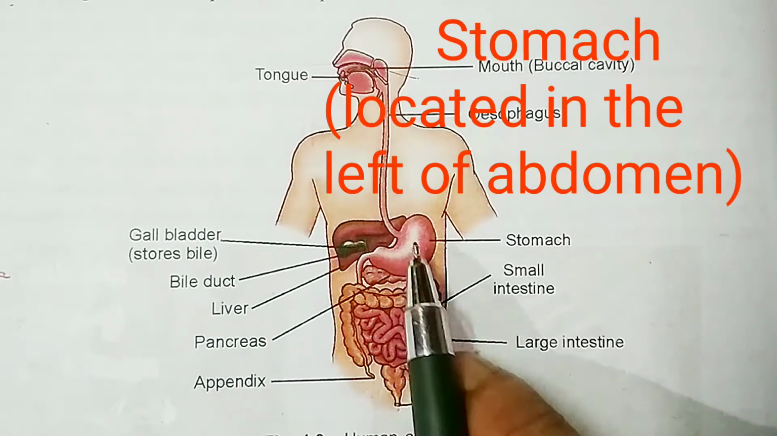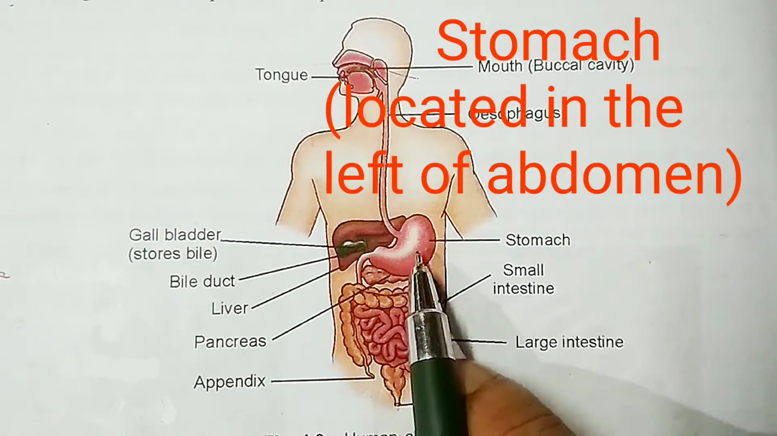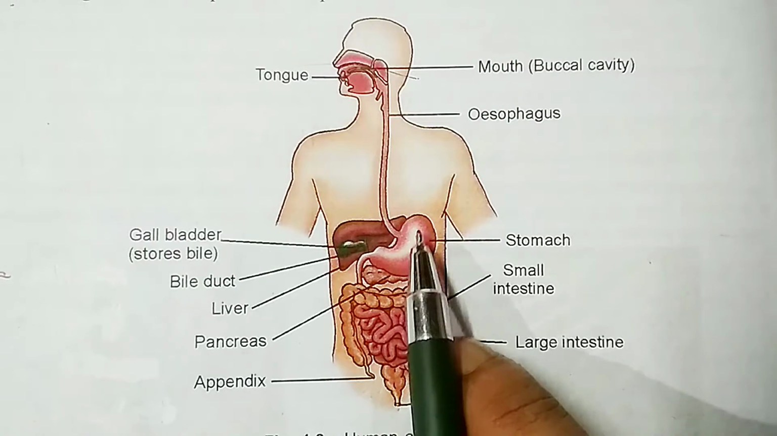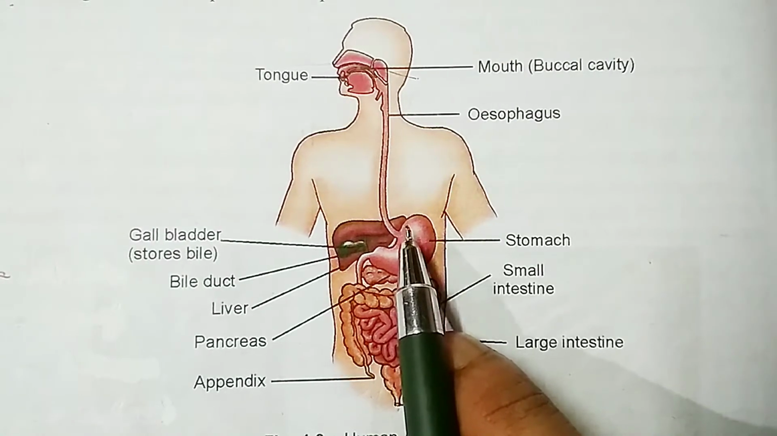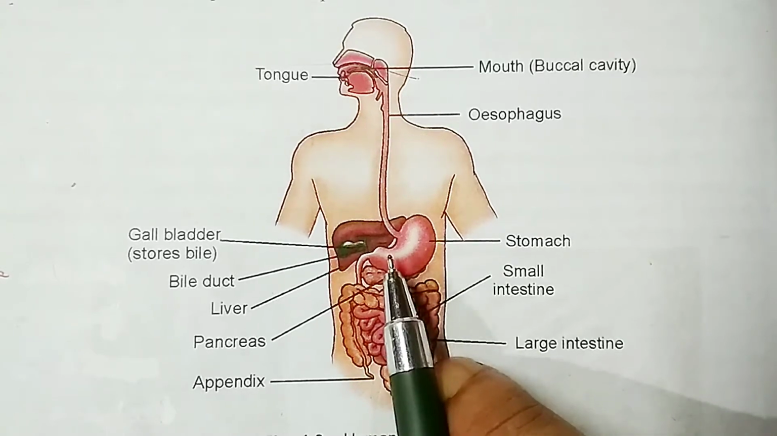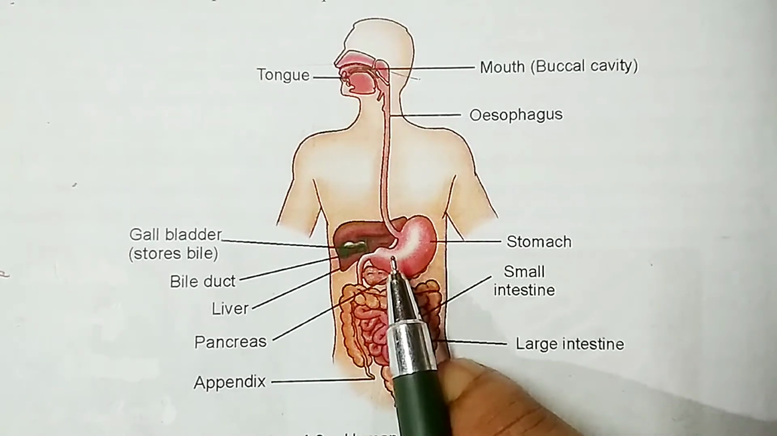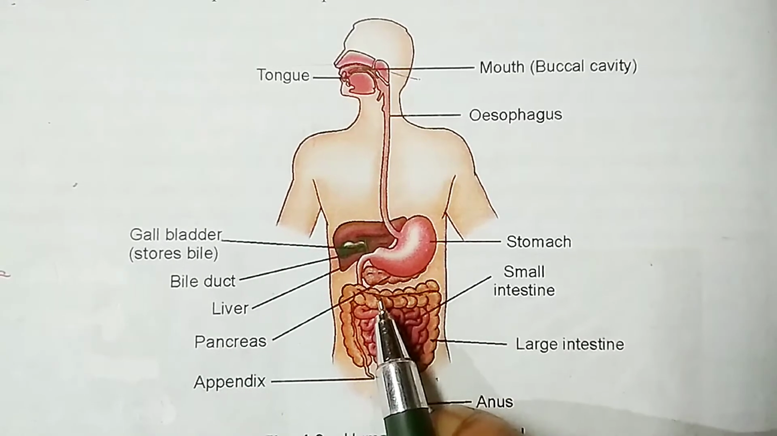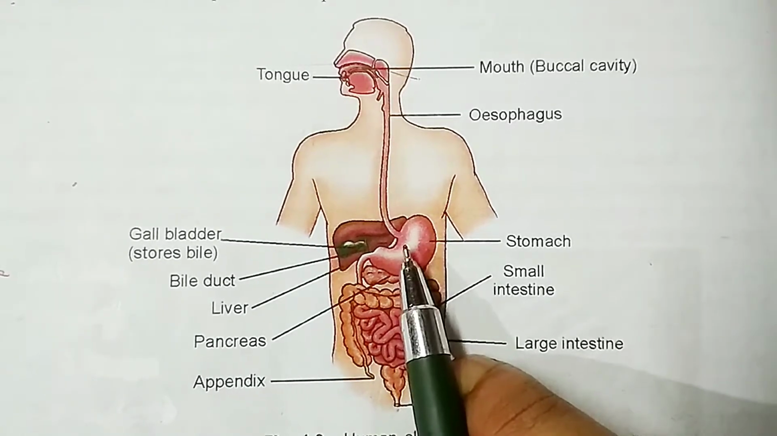Next part is the stomach. The stomach is a J-shaped muscular bag-like structure placed below the diaphragm. I think all of you know that the diaphragm is the muscle which is placed below the lungs. The stomach receives and mixes food with digestive juices and propels this food into the next part, which is the small intestine.